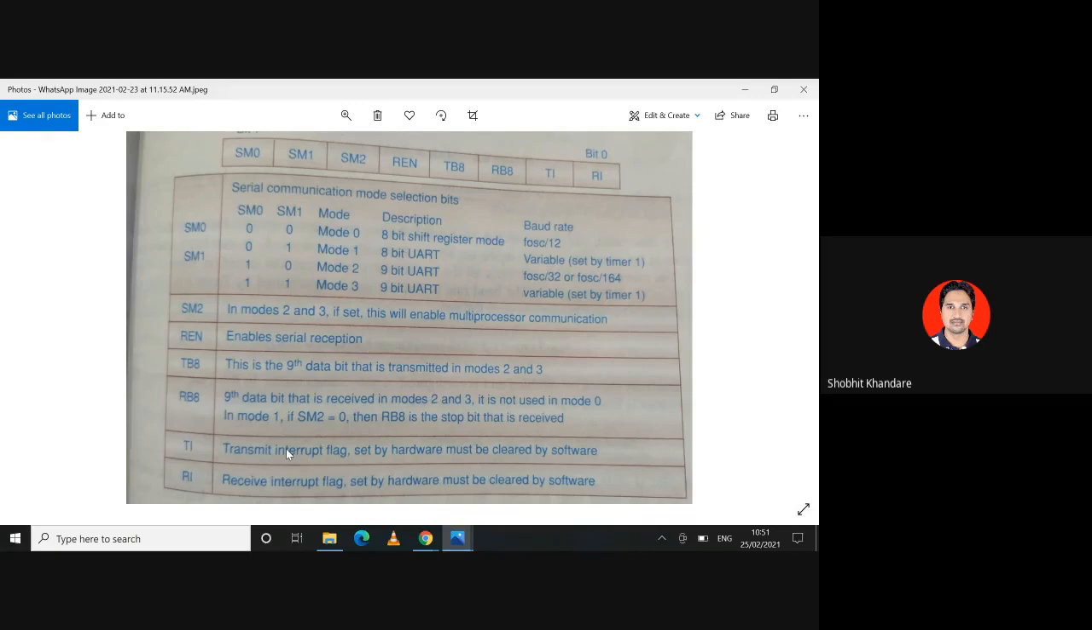रिसीव डेटा में RXD पिन के थ्रू हमने वो डेटा रिसीव किया, रिसीव बफर में आने के बाद वो जब RI 1 होता है तब वो इंडिकेशन देता है माइक्रो कंट्रोलर को कि आप वो डेटा जल्दी रीड करो ताकि वो दूसरा डेटा वहां पे रिप्लेस ना हो जाए रीड करने के पहले. So that is the indication given by RI and TI.